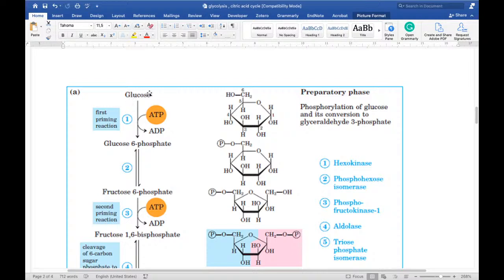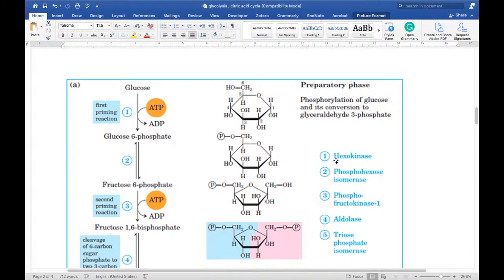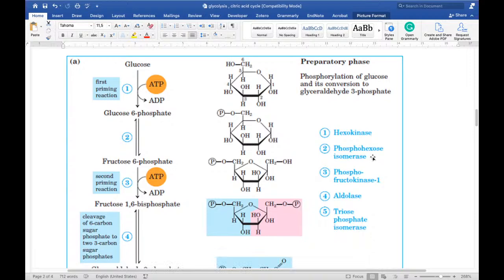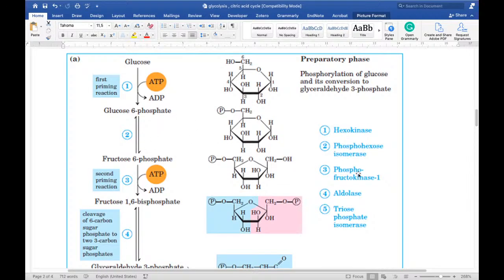First is glucose. Glucose, in the presence of ATP, will produce ADP. It will take one phosphate group from it, and then it will form glucose 6-phosphate. During this reaction, your first enzyme that is used is hexokinase. Then glucose 6-phosphate will produce fructose 6-phosphate. So we can see a change in the structure is happening, isomerization is happening. In that case, the enzyme that we use is phosphohexose isomerase.